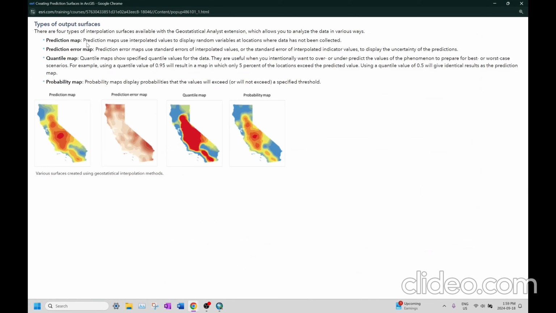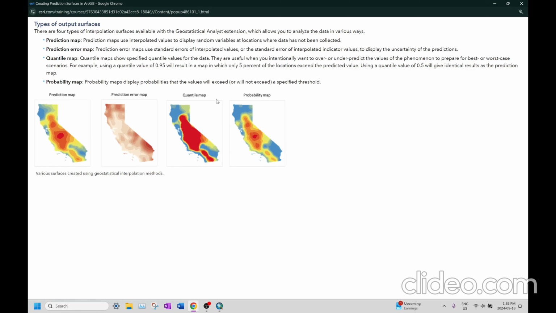There are 4 types of output surface. Prediction map, just the normal thing. Prediction error map. While generating the prediction map, we can have some kind of standard errors, so you can put them on the map. These two are kind of interesting.